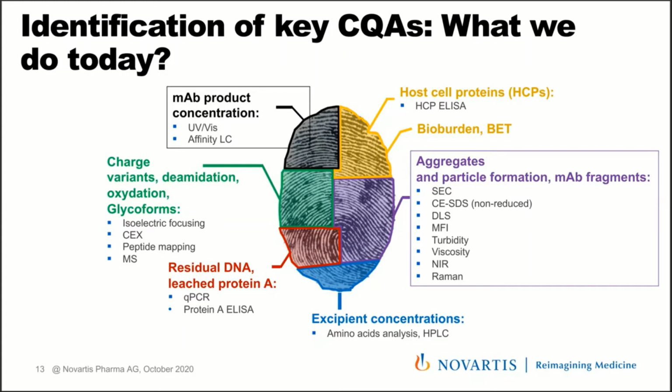Of course, for UFDF, excipient concentration is also important. When we are at the beginning, we also have residual DNA measurements and leached protein measurements. During the whole downstream, we also need to monitor host cell proteins. But the techniques mentioned here are really inaccurate. Basically, the accuracy range is quite wide, and that's also the problem.